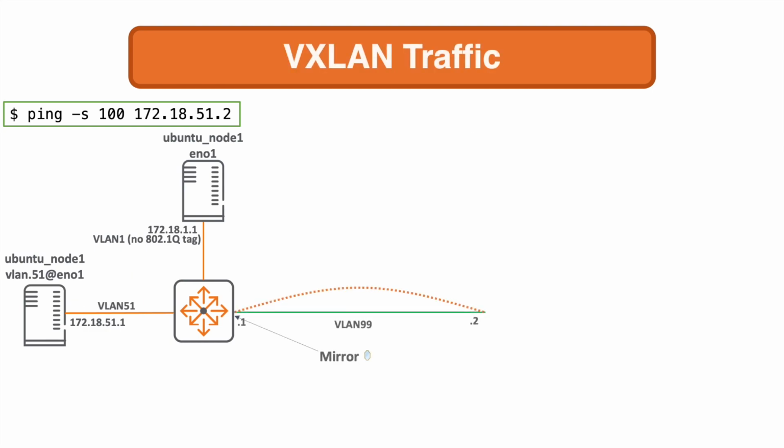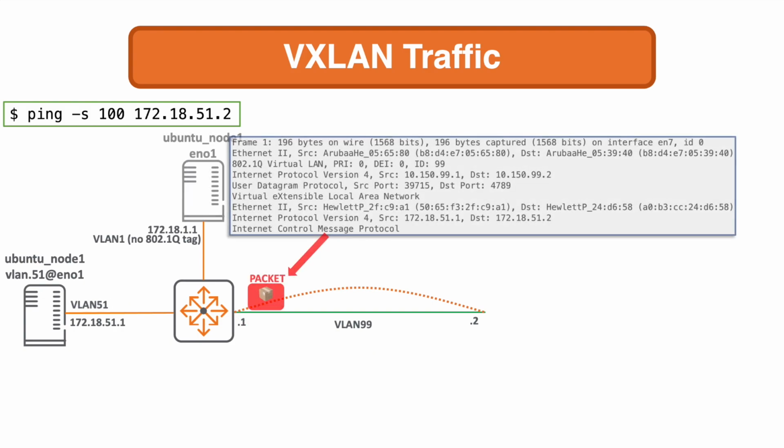Okay, so let's move over then and mirror the port which is on the VXLAN side so that we can see the VXLAN encapsulated traffic. And here is a sample frame. As you can see, it is 196 bytes on the wire. And to drive home what's going on here, this is the outer header, so from the Ethernet header down to the VXLAN header. And then this is the encapsulated inner header here.